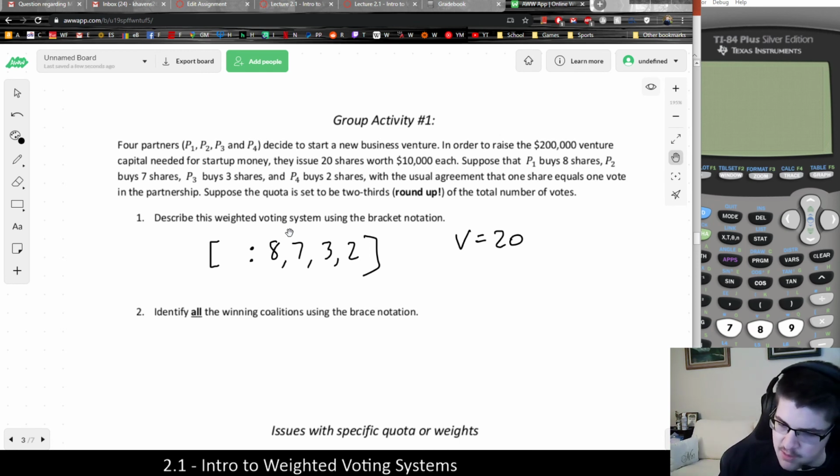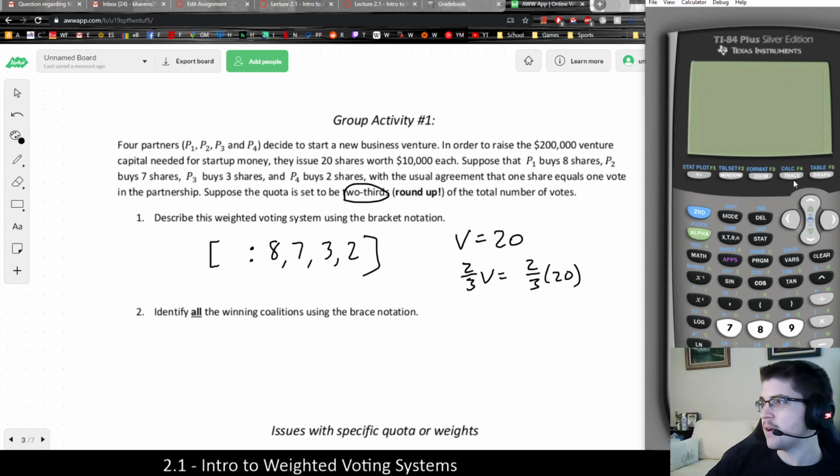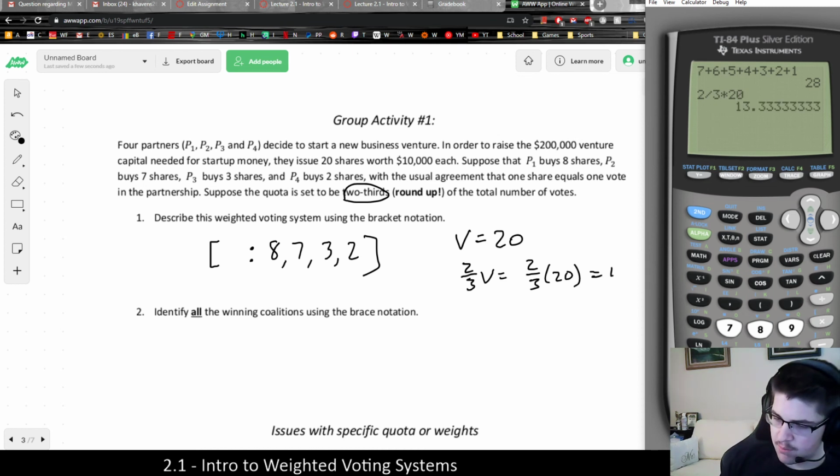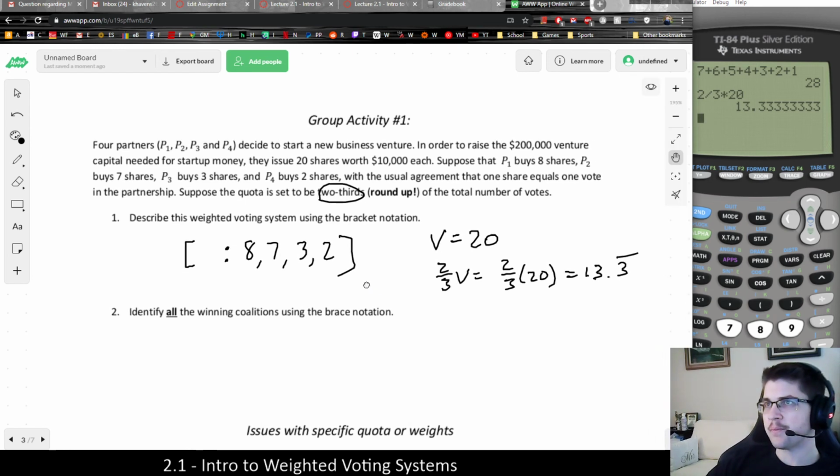It says it's supposed to be 2/3 of the total number of votes. So if I take 2/3 V, that'd be 2/3 of 20, and in that case, that would be 13.3 repeating for the 2/3 vote.